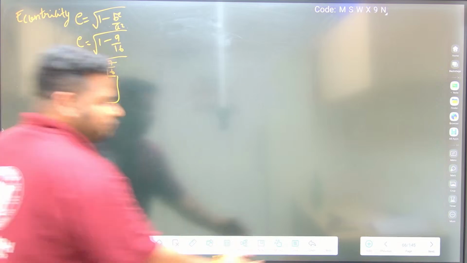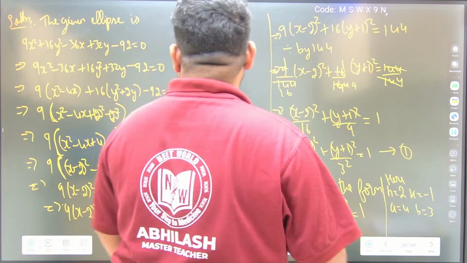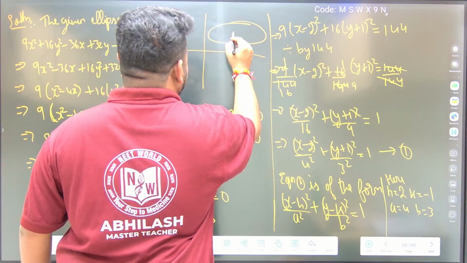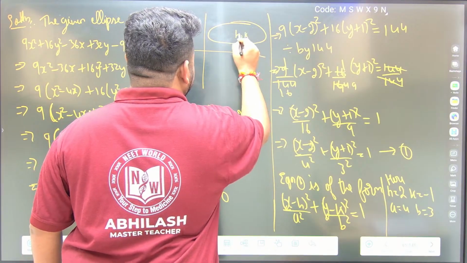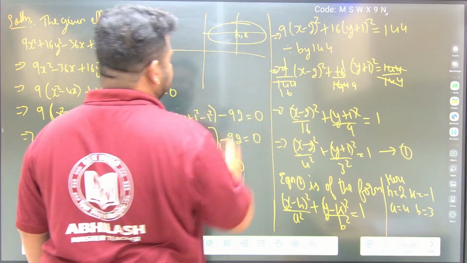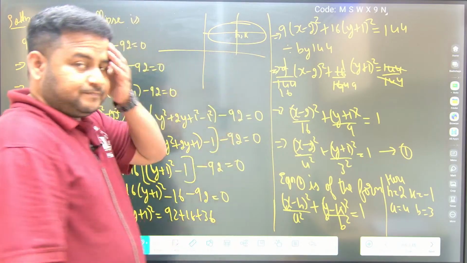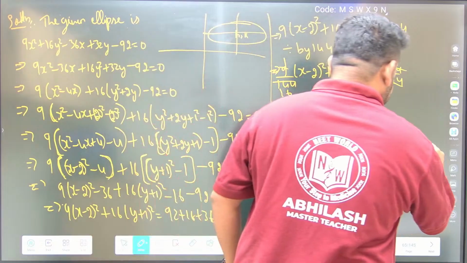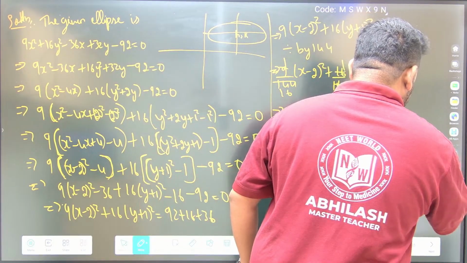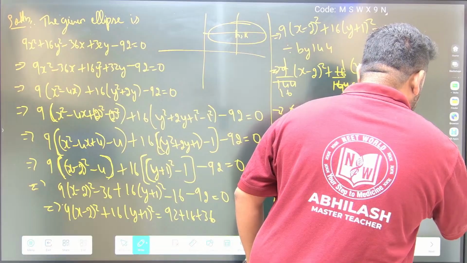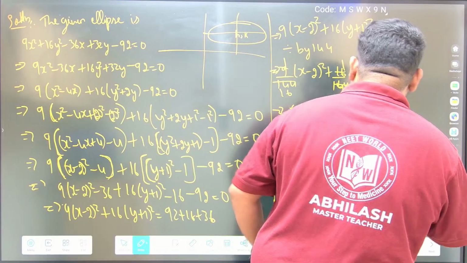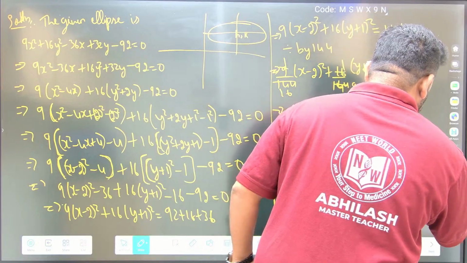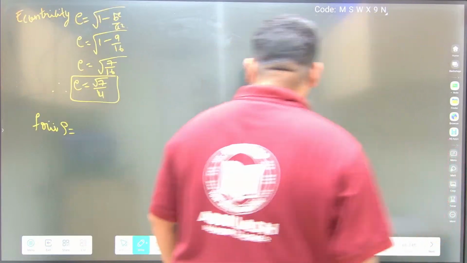Now foci, let us take it as S. Let us draw the figure also. Here the ellipse will be somewhere here, and let the center be h comma k. Now see here, a is greater than b. So this is a horizontal ellipse, with the major axis along the x-axis. You have to write down: this is a horizontal ellipse.